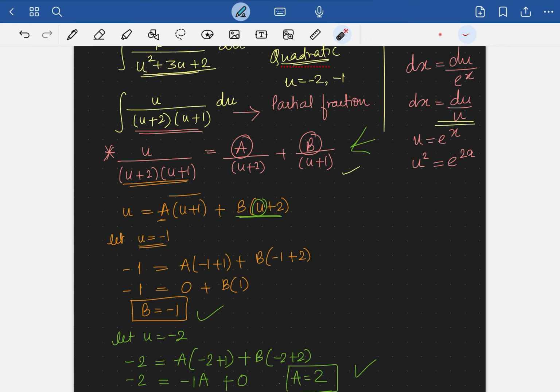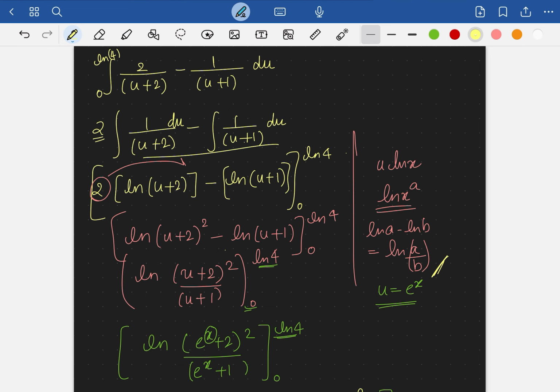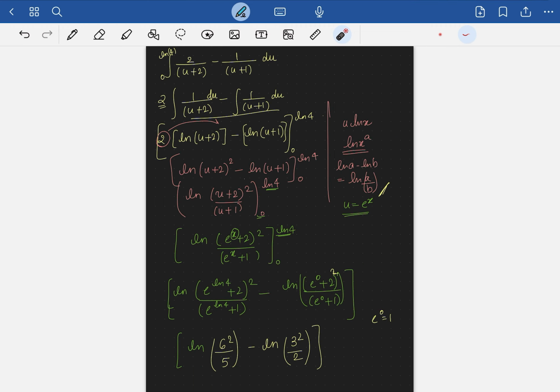Once we got the values, we could directly integrate this, and then you have to put your upper limits and lower limits, substitute them in and simplify. You will get the answer.